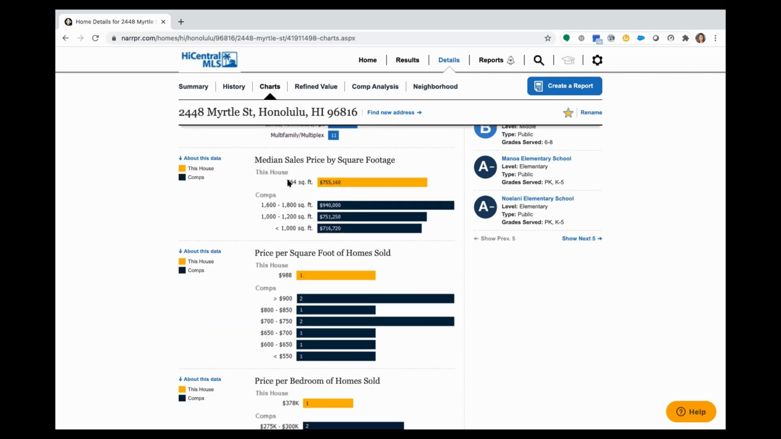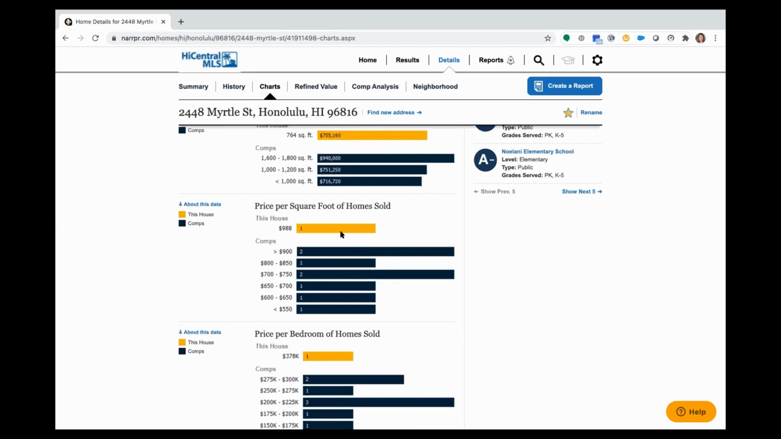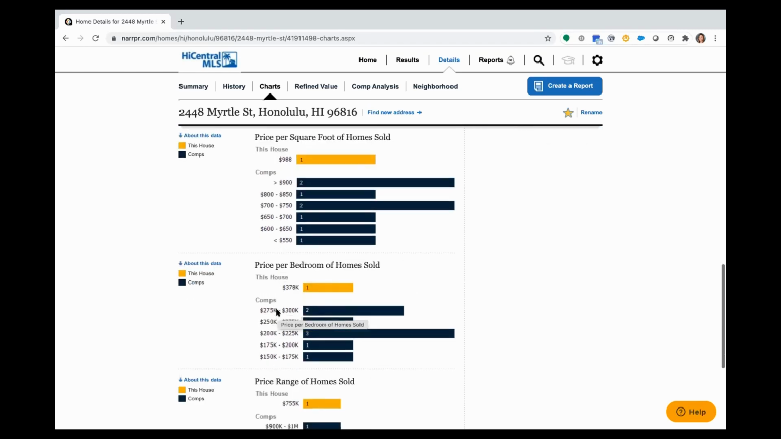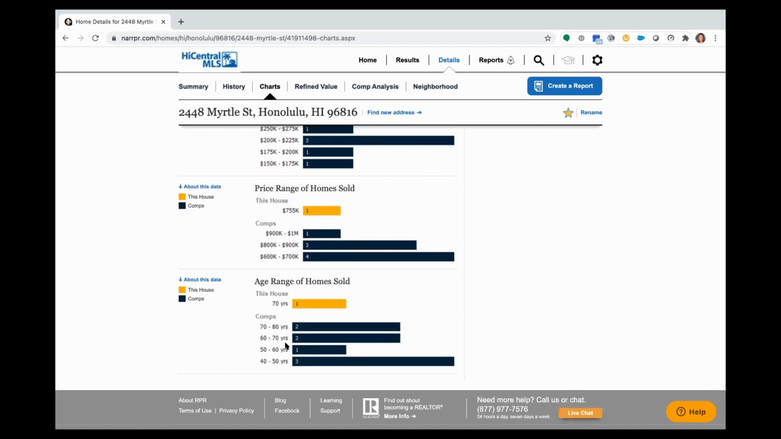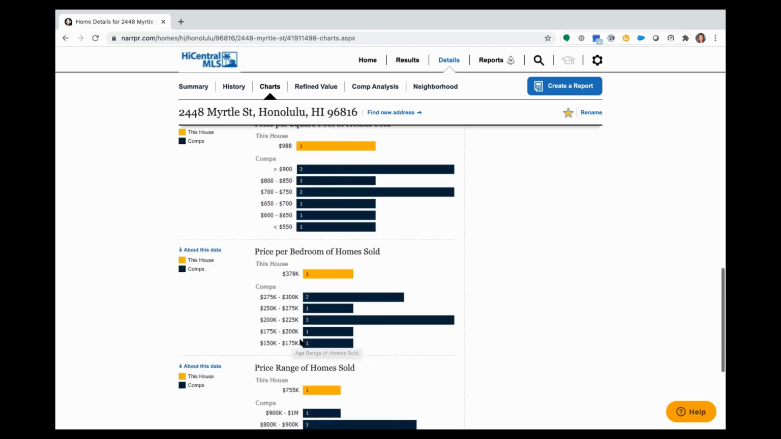And then you can see this is the median sales price per square footage. Here's our property, and here's a snapshot of what's going on with comparable properties as well. Price per square foot, our home, what's going on with the inventory for comparable properties around our subject property, price per square foot, same thing, price per bedroom, price range, age range. So you can see what that local competition is out of the influx of all the inventory on the marketplace.